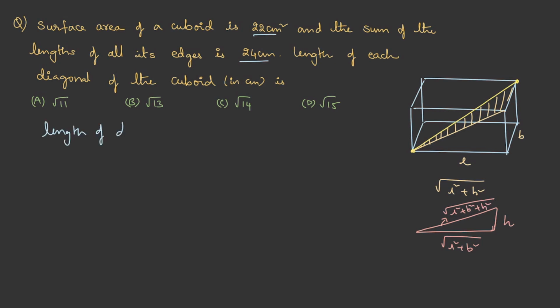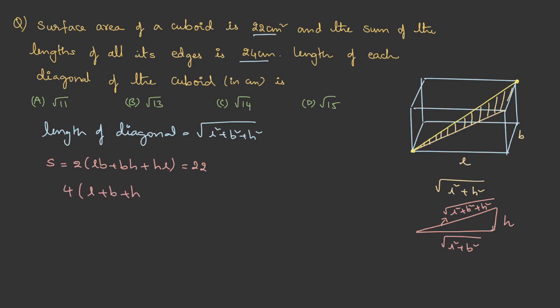So this part will be root of L square plus B square plus h square. So I can write length of diagonal is root of L square plus B square plus h square. This is what we need to find. Let me also write the given data. They said the surface area is 22 centimeter square. Therefore, S is 2 times (LB plus BH plus HL). This is 22. And they said that if you calculate the sum of all the edges, it is 24. Now each edge is repeated 4 times. So I can write 4 times (L plus B plus H).